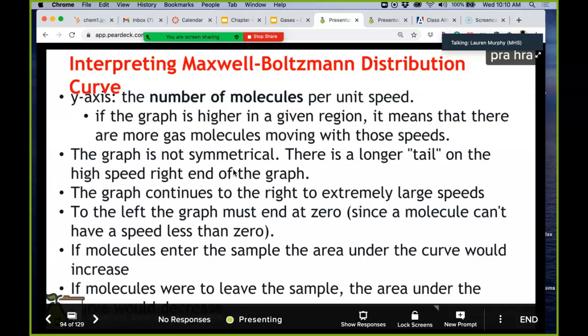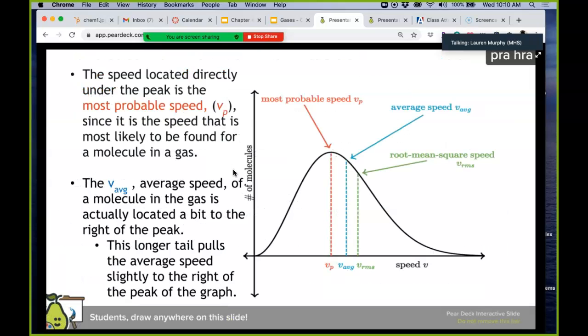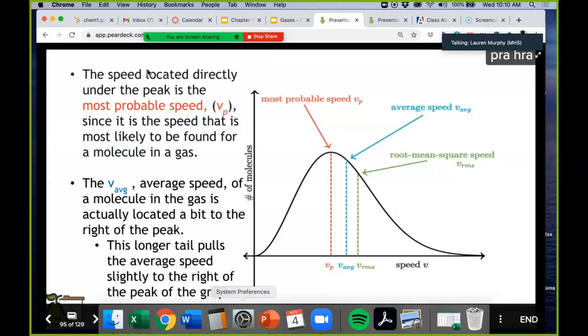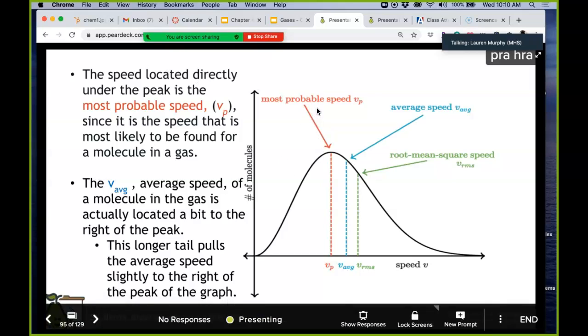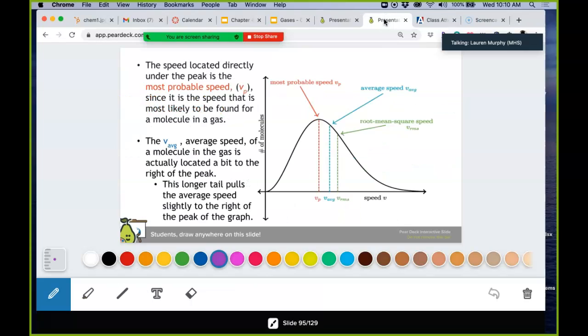And the graph ends at 0, right? Because you can't have negative speed. So what's interesting, and I don't need you to necessarily memorize this, but the most probable speed is going to happen at the peak. You have the most particles under here. So if you go like this, right? This is the area under the curve, the most particles are at the tip of the curve. Now, what's interesting is the V average.